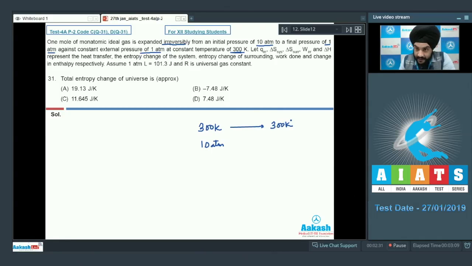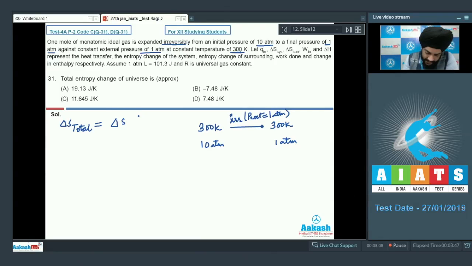The temperature is 300 Kelvin itself. The final pressure of the system becomes 1 atmosphere and the process is irreversible. The external pressure given to us is equal to 1 atmosphere. So the examiner seems to be interested in the total entropy change of the universe. So if we talk about the total entropy change of the universe, delta S total, it can be written as a sum of the delta S of the surrounding plus the delta S of the system. So we can deal with the delta S system first, then we can talk about the delta S of surrounding.